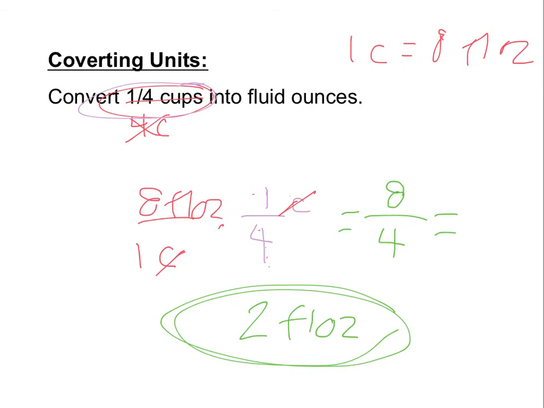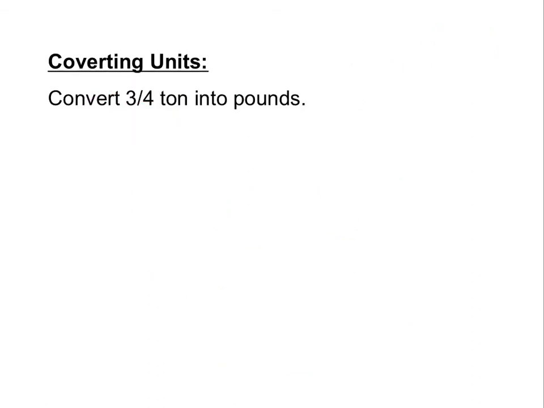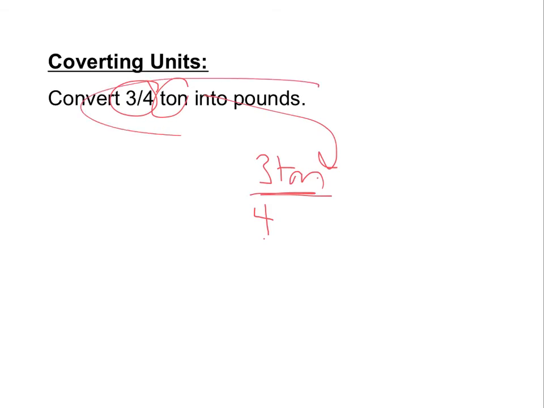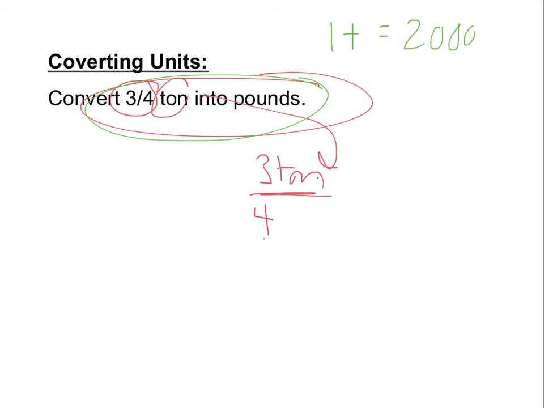Let's try another one. So 3/4 of a ton into pounds. So instead of writing 7 over 1 or 12 over 1 or something like that on the right side here, you're going to write just 3/4 as a fraction. But your label is still going to go on top. So 3/4 ton. And the fraction we need here is that 1 ton equals 2,000 pounds. So I'm going to put the 1 ton on the bottom so they cross out. 2,000 pounds on top.